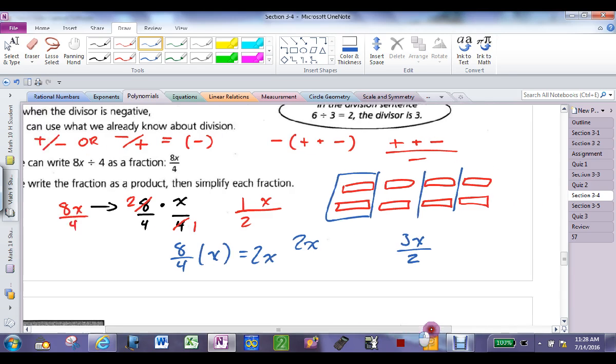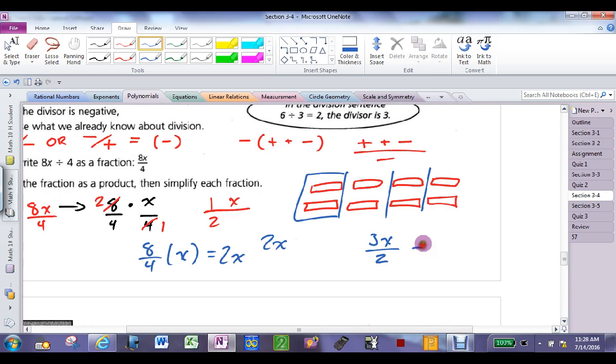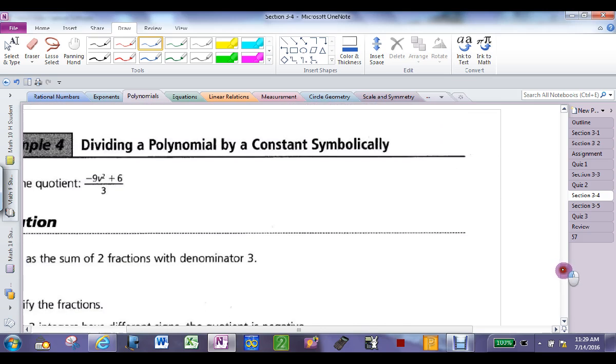Numbers go with numbers, letters go with letters. So this becomes 3 over 2x. And since you guys don't like fractions, what does that become? 1.5x. Everybody cool? Yeah. So, Bryn, to answer your question, you just do the division. All right? Everybody else, when it's a negative, it changes the signs. Everybody cool? Yeah. All right, so let's look at the next one.